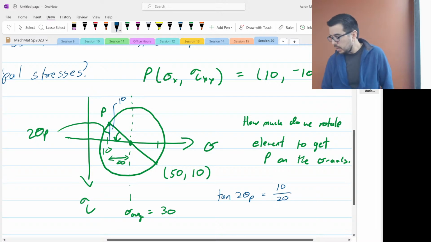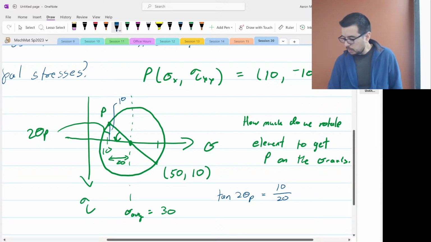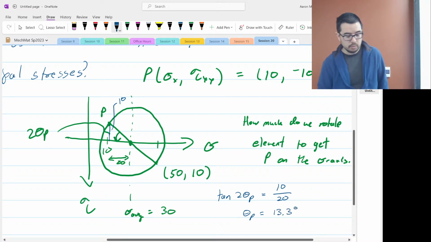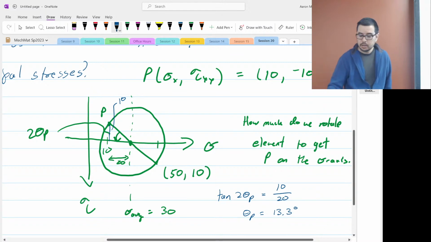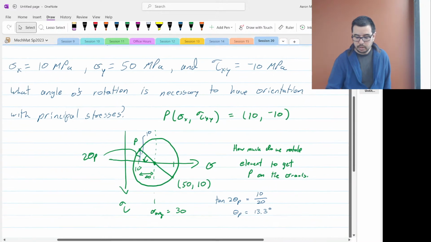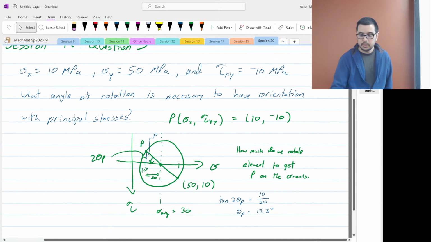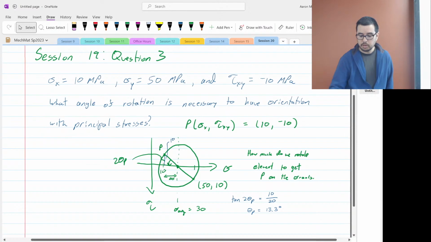And if you calculate this out, this means that theta p, remember we had to divide by 2, is something like 13.3 degrees. So that's how you would go about figuring out how much rotation is necessary to get to an orientation with principal stresses.